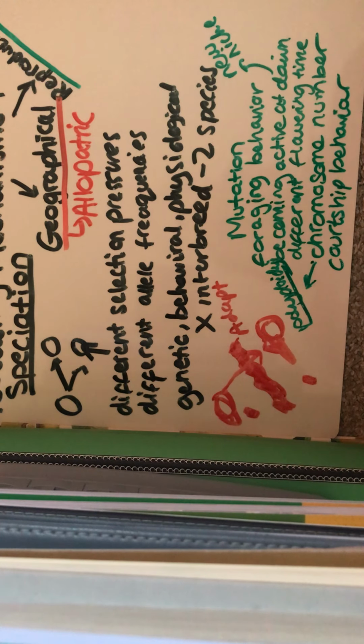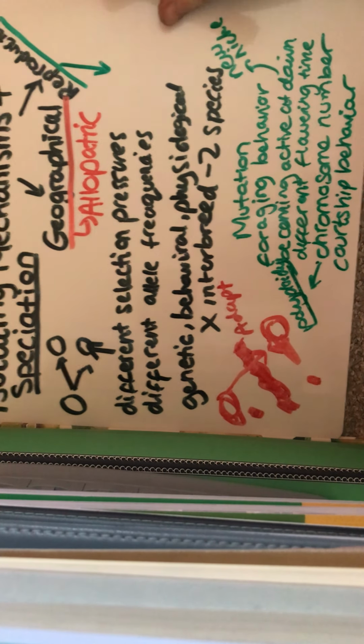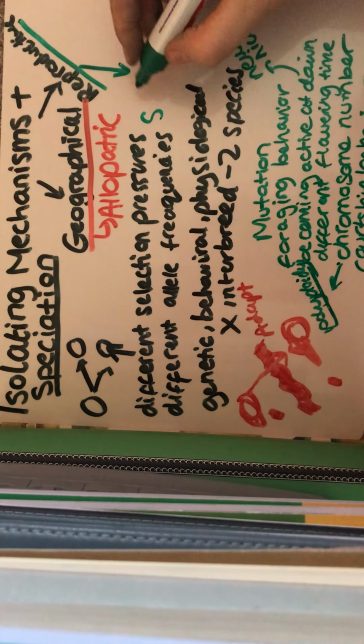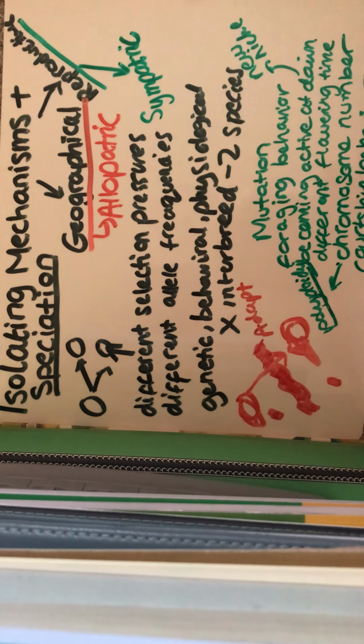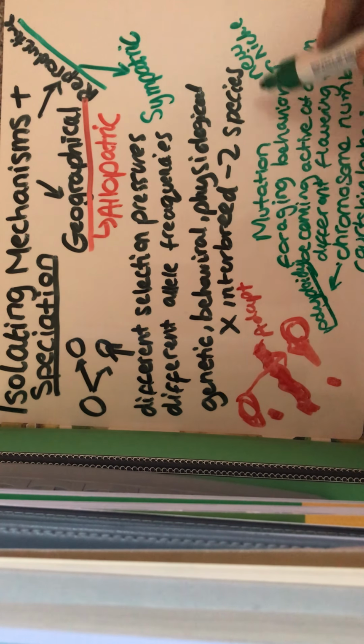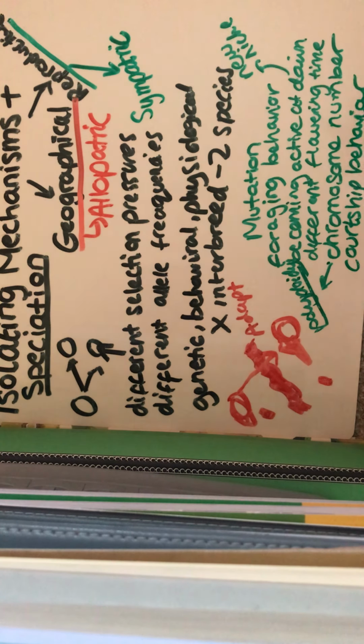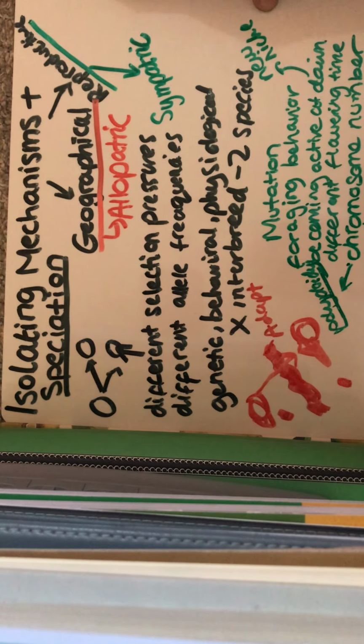And this is called sympatric speciation. There's no geographical barrier here, it's purely reproductive. So we can see that because of these changes, because of mutations, they won't be able to reproduce. They will form two separate species.